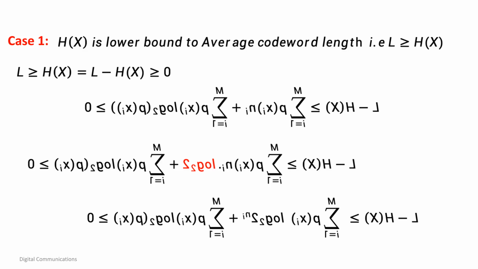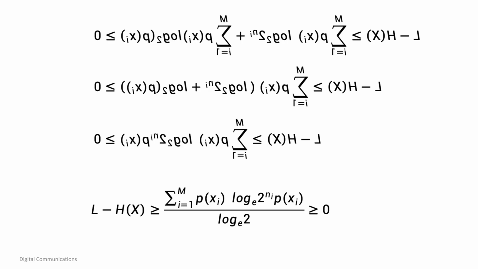Case 1. We start the proof by considering the probability of a code word being represented by a code length. We can use the negative log of the probability, pi, as an ideal code length, li, for each symbol, which will be the minimum average code length. We multiply the ideal length, li, by its probability, pi, and sum it over all symbols. This summation is equal to the entropy, h of x. Therefore, the average code length L must be greater than or equal to the entropy, h of x.